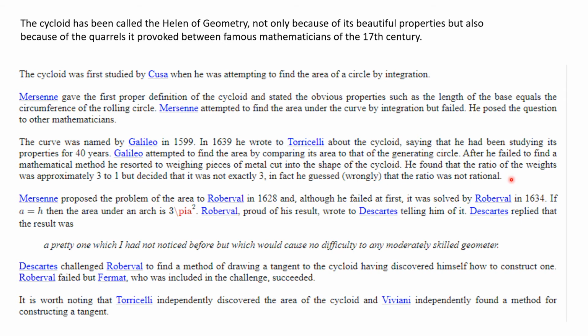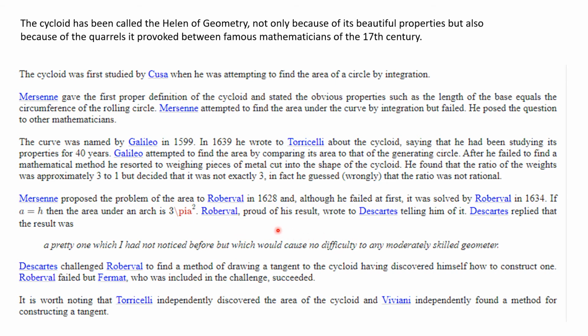Now he found that the ratio of the weights was approximately 3 to 1, but he decided it was not exactly 3, and in fact he guessed wrong. The ratio is not rational. Mersenne proposed the problem of area to Roberval, and although he failed at first, he solved it in 1634. And he got that the area under an arch is 3 pi a squared, where a is the radius, and that's similar to what you got on the problem that we talked about.